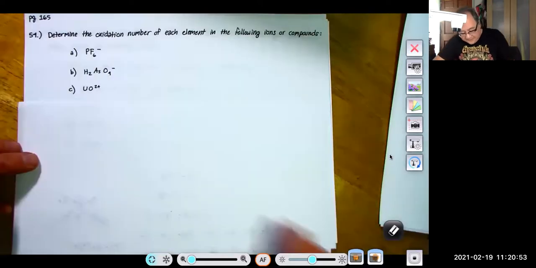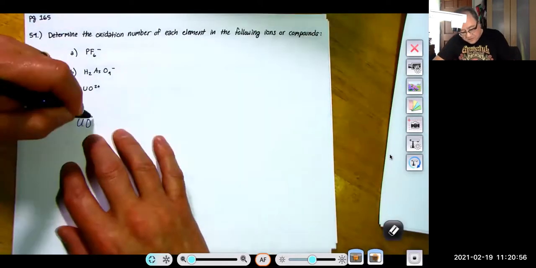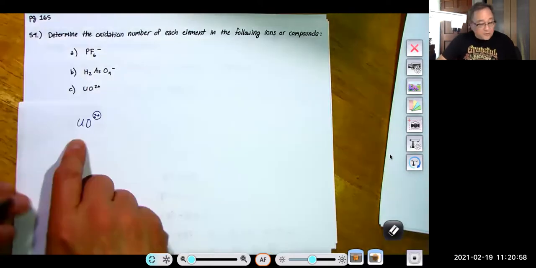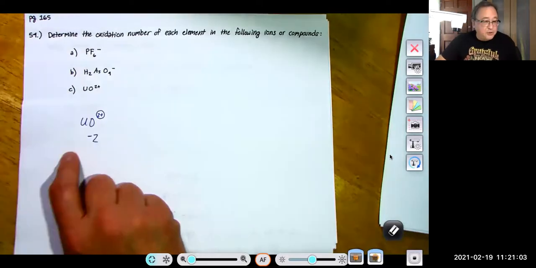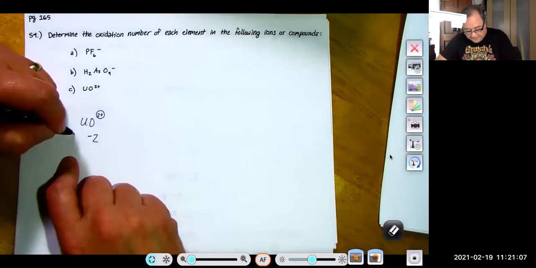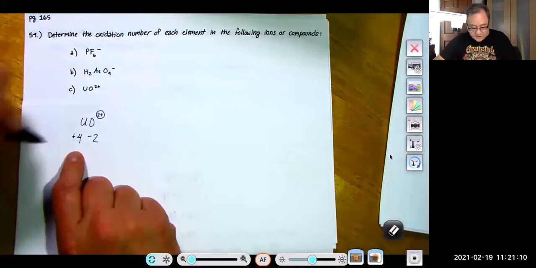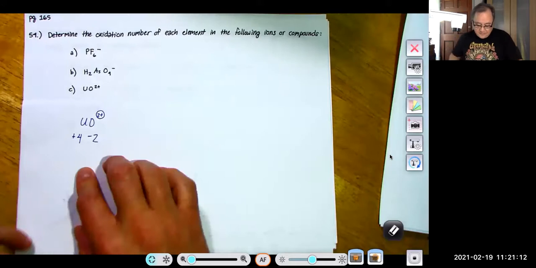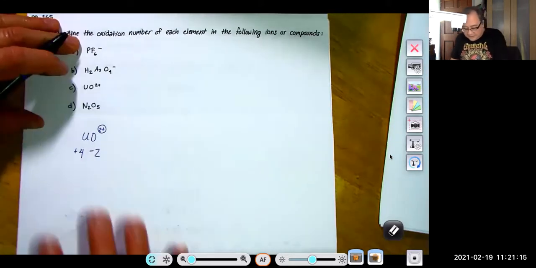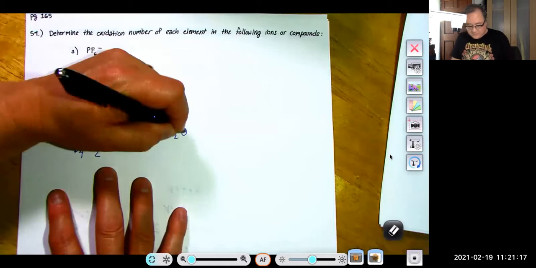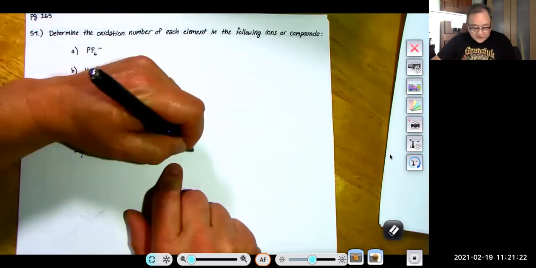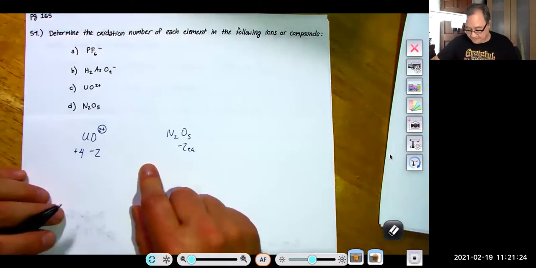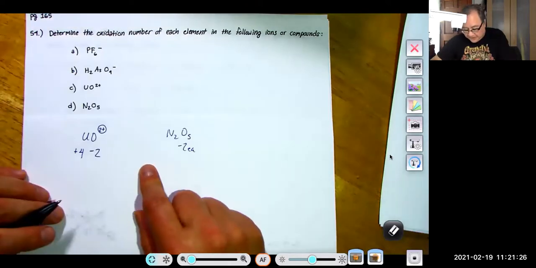C, we're going to assign the oxidation number for oxygen. It's a -2. So what does uranium have to be? +4. Because these two numbers have to add up to be 2+. How about N2O5? We're going to do the oxygens first. They're -2 each. What do the nitrogens have to be? +5 each.